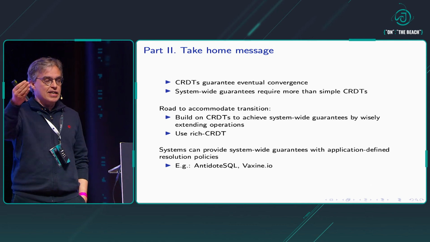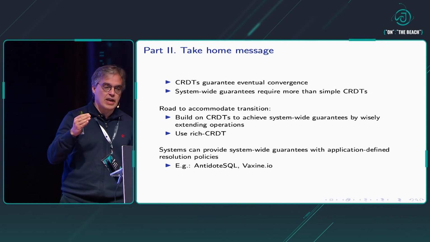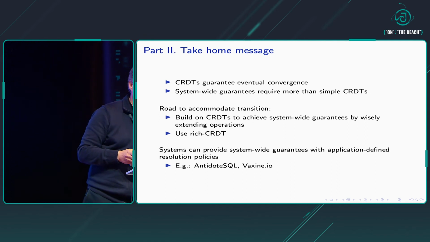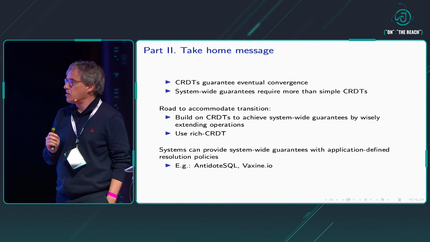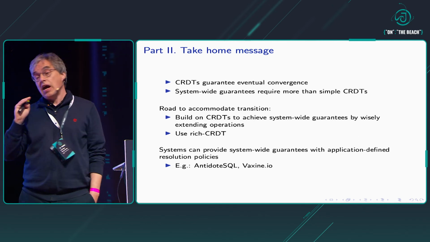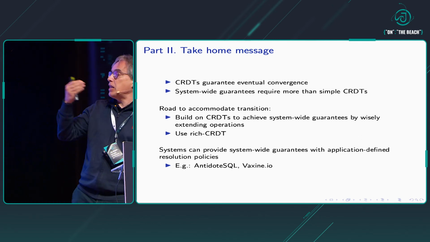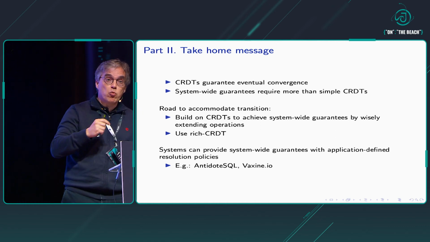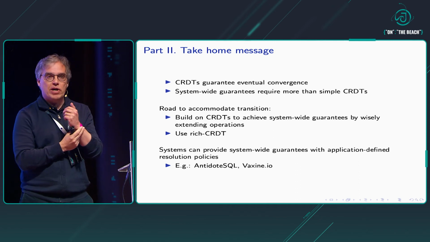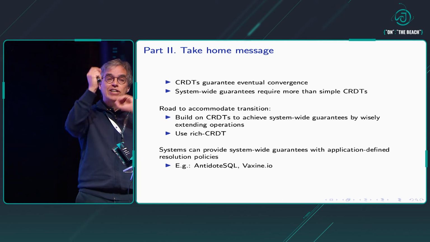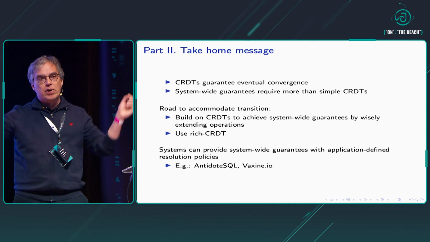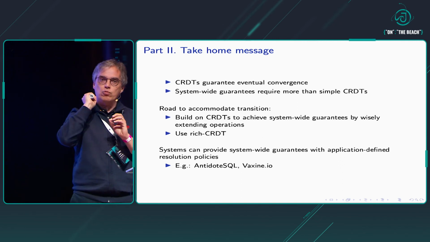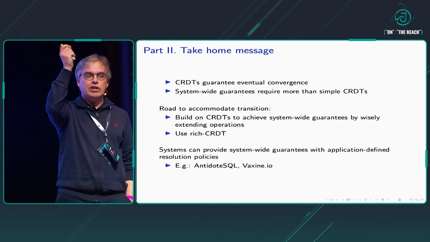So, a take-home message from this second part. CRDTs guarantee eventual convergence. System-wide guarantees require more than simple CRDTs. So how can we address this? As I showed you, you can build on CRDTs to provide system-wide guarantees by wisely extending the operations, and we can design rich CRDTs where most of the operations can be executed without coordination, and only a few that really need coordination will have to coordinate.